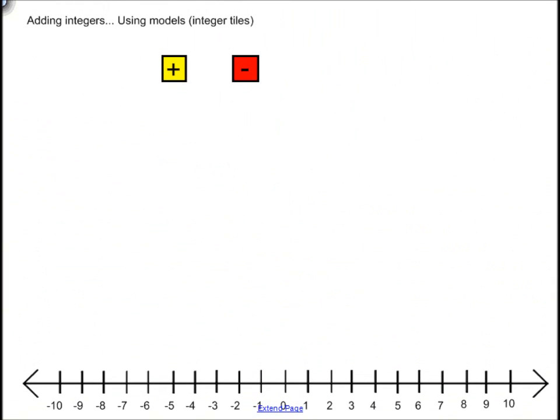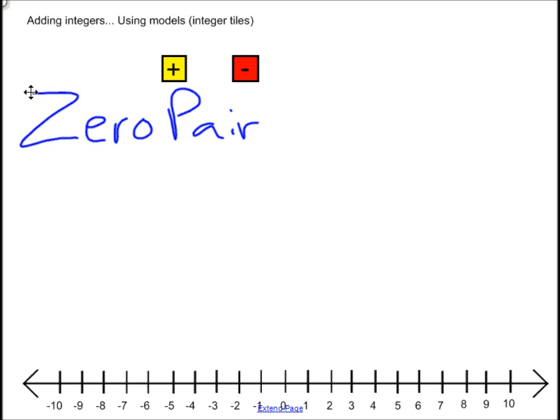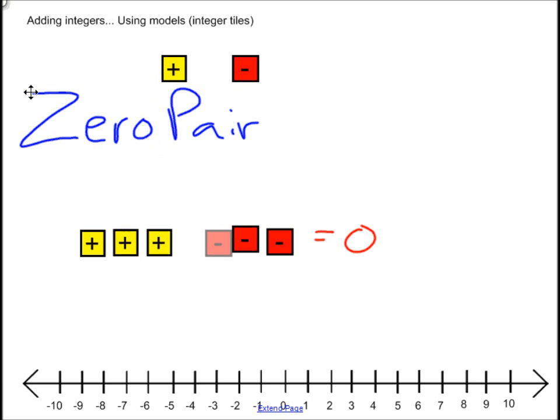Okay, a zero pair. This is the concept you just need to kind of think about when we're doing those equations. So a zero pair is any two integers that add up to make 0. So basically positive and negative the same amount. For every one positive I have and one negative, they equal 0. If I had 2 positives and 2 negatives, still equals 0. 3 positives, 3 negatives. My sum is 0. So a zero pair is any positive and negative integers that when you add them up is 0.